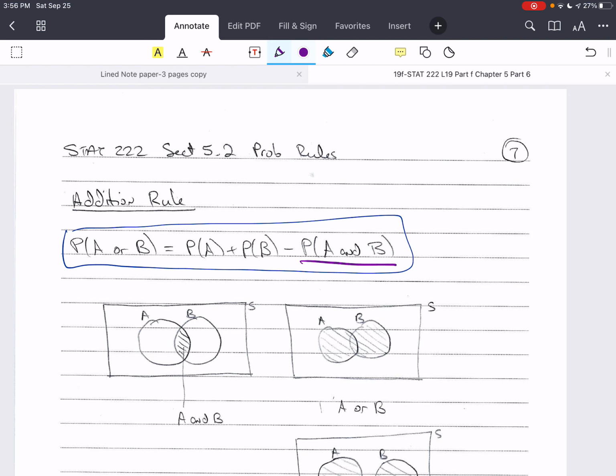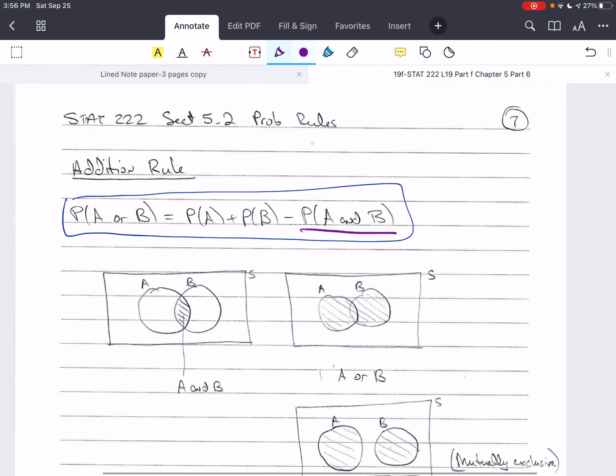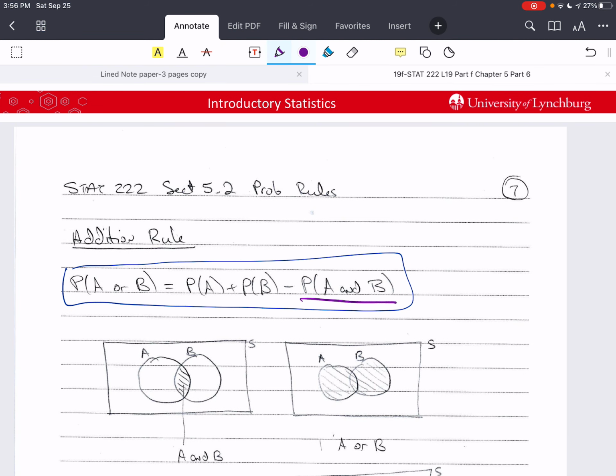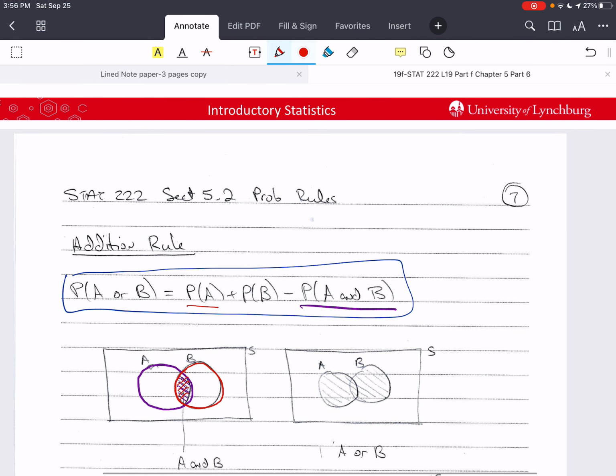We have a couple of different situations here. We're going to look at the case where A and B actually have an intersection, or they overlap, or they have elements in them that are the same. We'll do a little example in just a minute. If I take the probability of A, notice that inside of the probability of A, I have the probability of A and B. Then, if I take the probability of B, it also includes the probability of A and B. So, when I add the probability of A with the probability of B, I've included the probability of A and B twice.